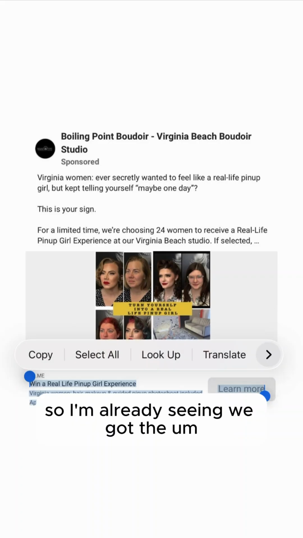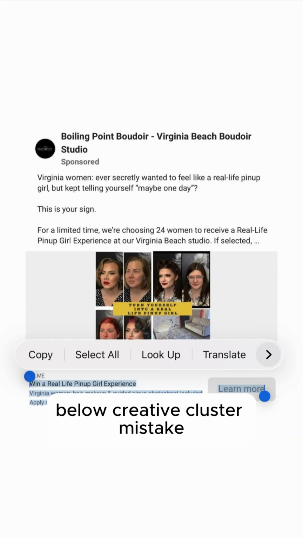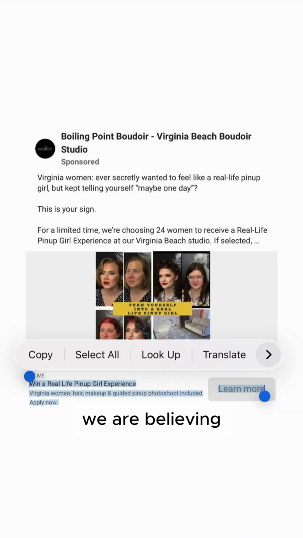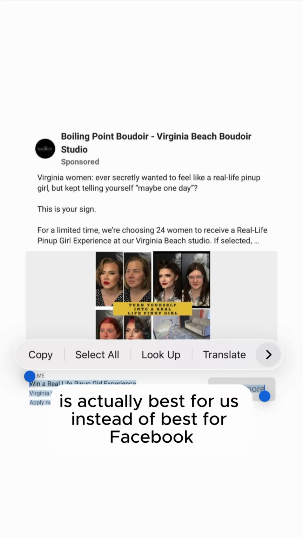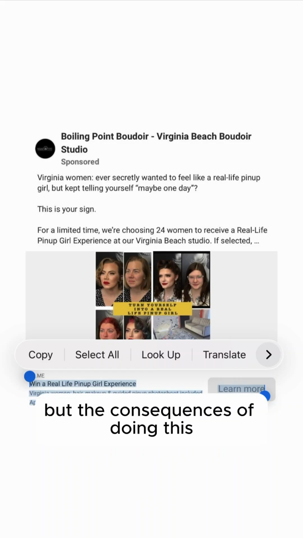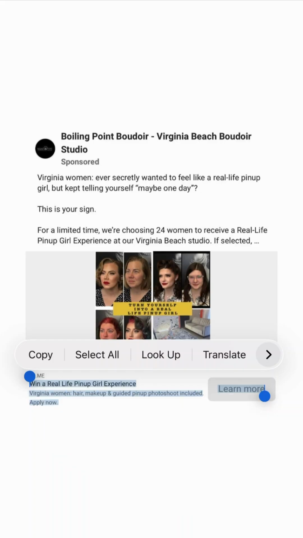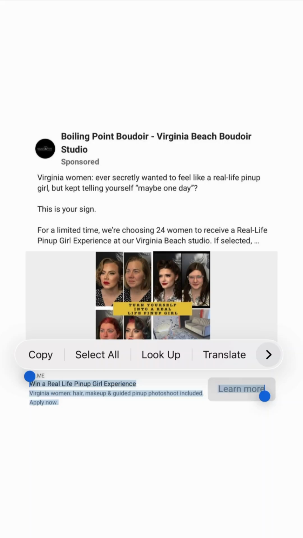So I'm already seeing we got the below creative cluster mistake. The false belief that caused us to make this mistake is we are believing or trusting that what Facebook tells us we should fill out when creating our ad is actually best for us instead of best for Facebook. But the consequences of doing this, filling out everything the Zuck tells us to, is more women, way more women scroll by our boudoir Facebook ad than necessary.